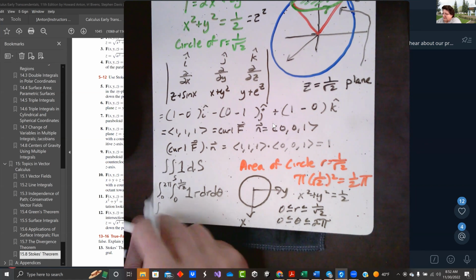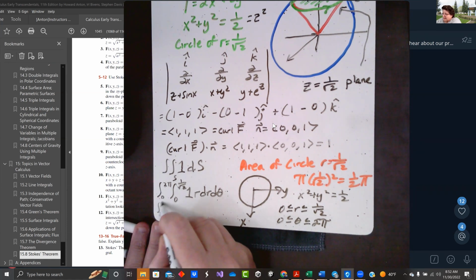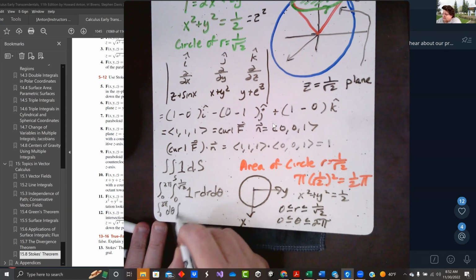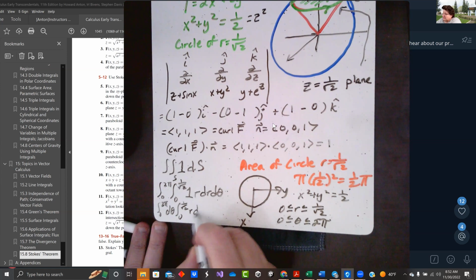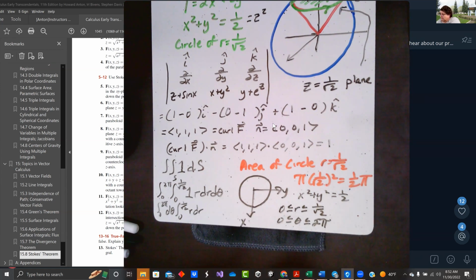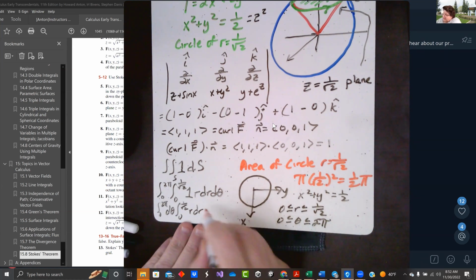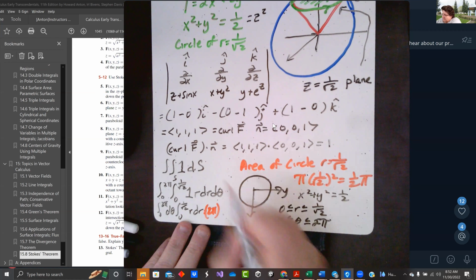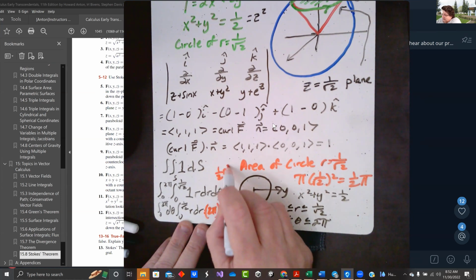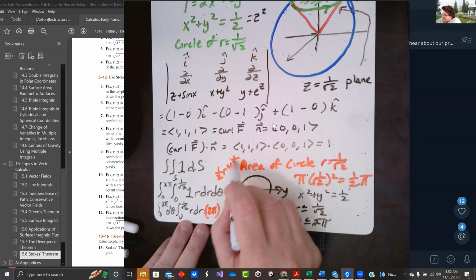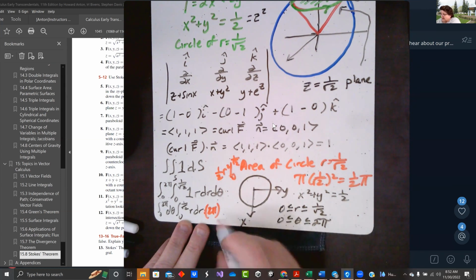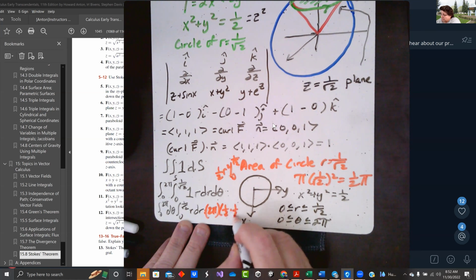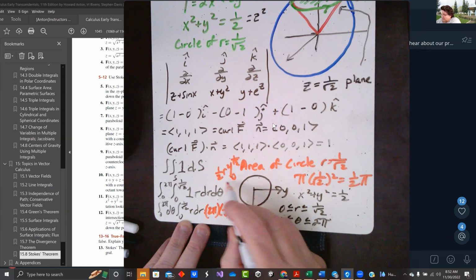Separating it, we've got the integral from 0 to 2 pi of d theta, times the integral from 0 to 1/√2 of r dr. The first part is 2 pi, and then this is 1/2 r squared evaluated from 0 to 1/√2. So I'm going to have 1/2 times 1/2, since r squared is 1/2.